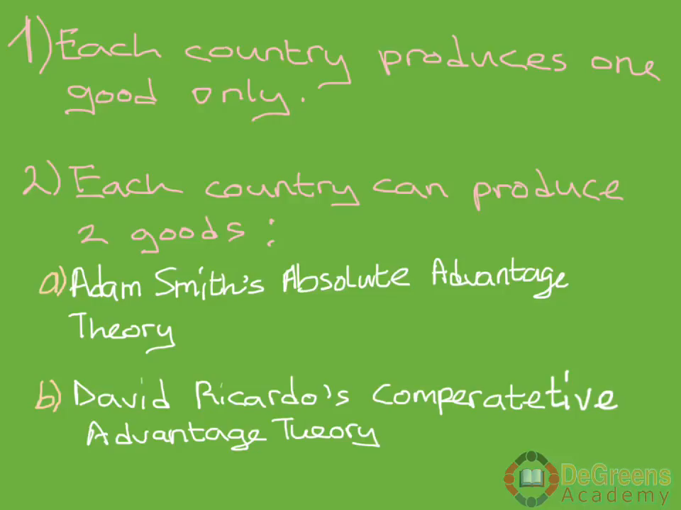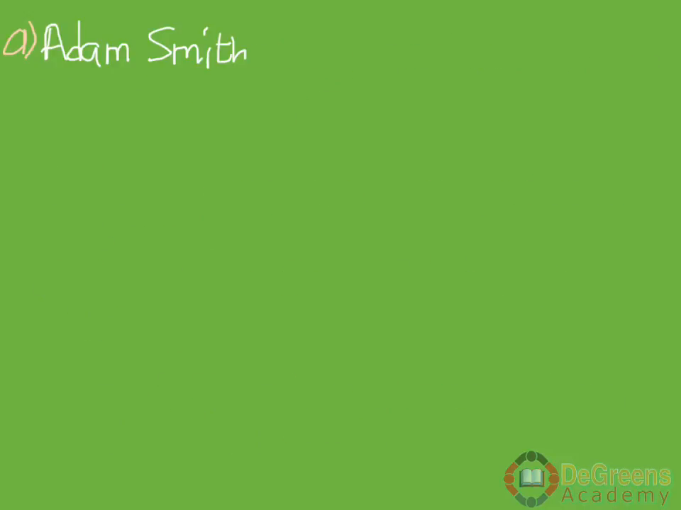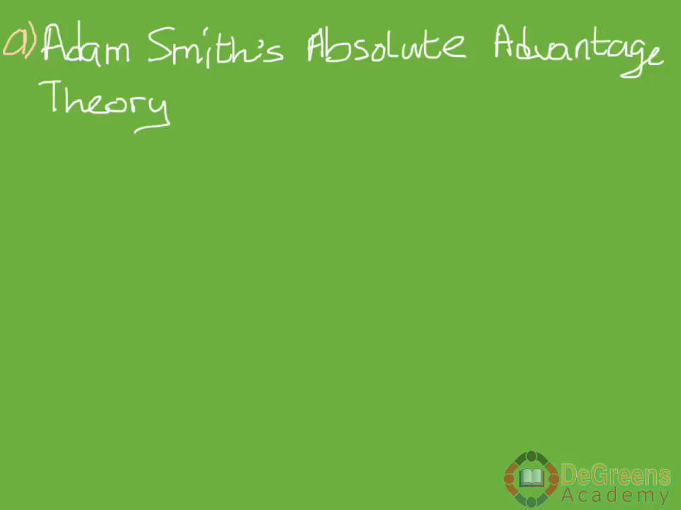Moving forward in further studies, you see many other theories under other cases. So I'll look only at these two: the first where each country produces one good, and the second where each country can produce two goods. Under this caption fall these two theories. We'll start with the first, Adam Smith's absolute advantage theory.